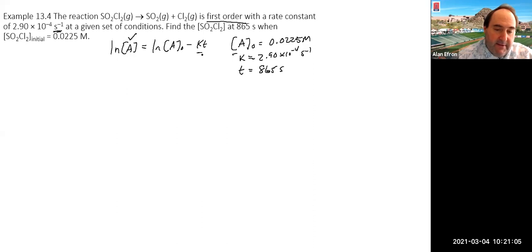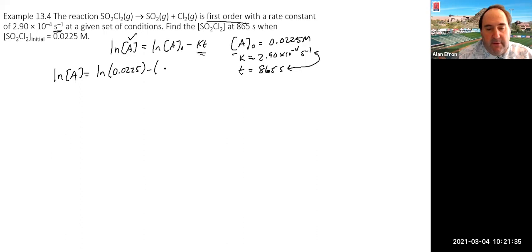Because these two are together, as I was just mentioning, we're okay in terms of units here. They are both in seconds for the time units. So again, you want to keep an eye on that. Very commonly they will be in different units, so you don't want to get the wrong one. Basically, we have everything we need to plug it in. So the natural log of A is going to equal the natural log of our initial concentration, 0.0225, minus our K, 2.9 times 10 to the minus 4, times our time, 865 seconds.